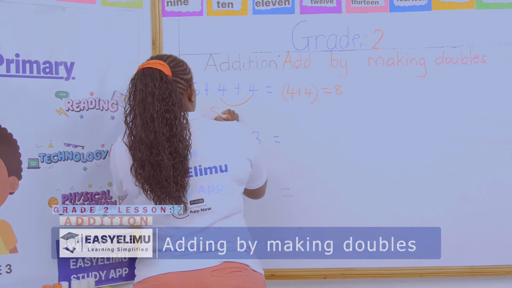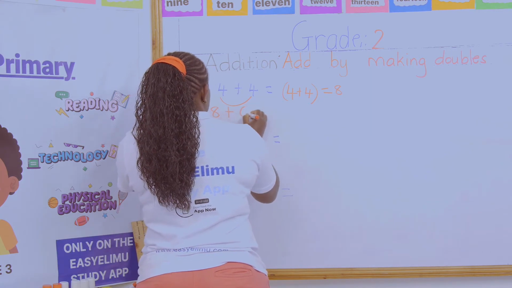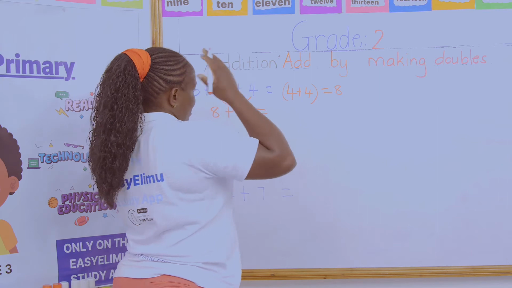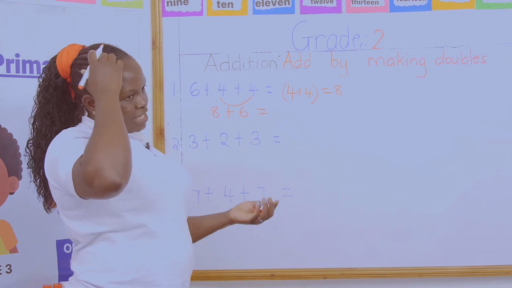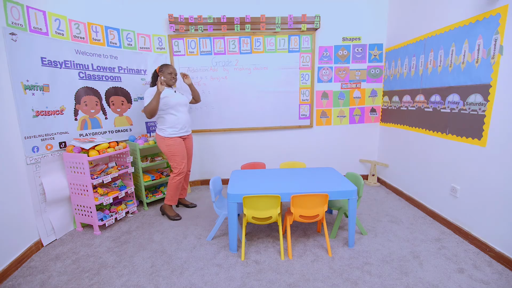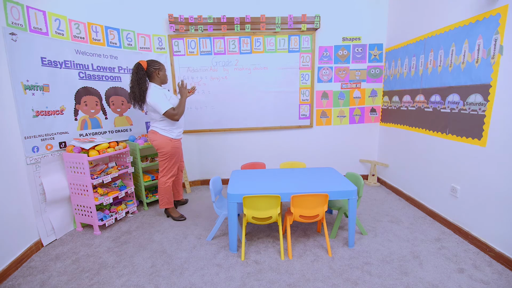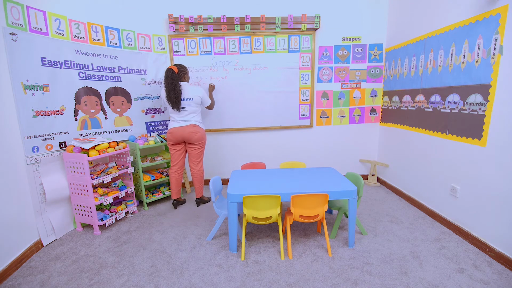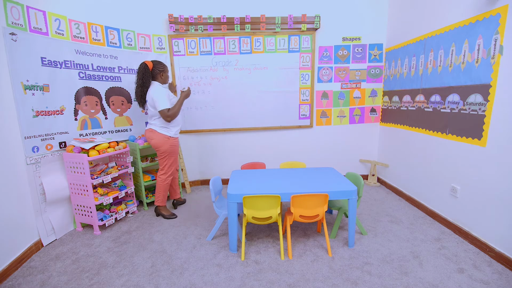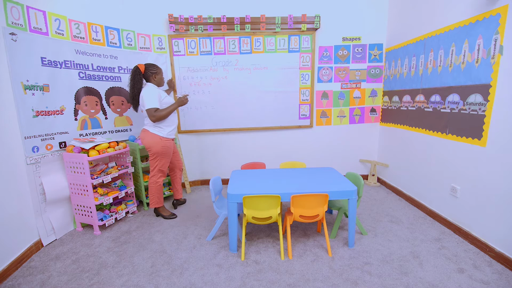So in other words, you will say 8 plus 6 will give us 8 in the head, 6 fingers out. 8, 9, 10, 11, 12, 13, 14. So we are getting 14 here. We have been told add by making doubles.